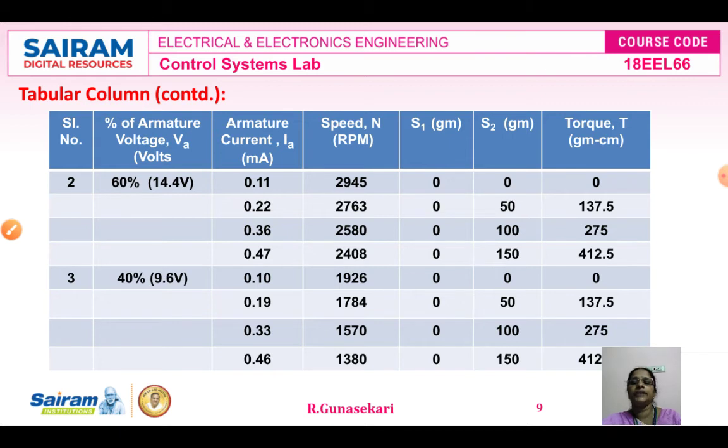Then next we change the armature voltage to 60%, then 40%. Then you take the sets of readings: armature current, speed, S1 and S2. Finally we calculate the torque.